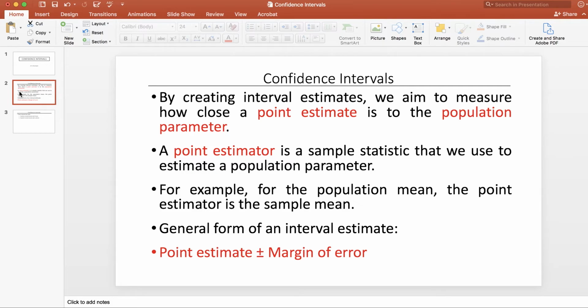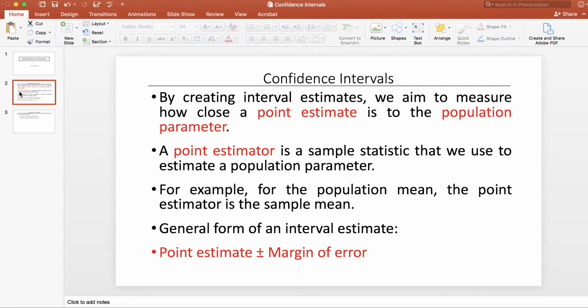intervals is that we want to create these intervals to be able to measure how close a point estimate is to the true population parameter. We don't know what the true population parameter is, but we are trying to use a measure to see how close we are to that true value. So we are going to use something called a point estimator, and that will be a sample statistic that we use to estimate a population parameter.